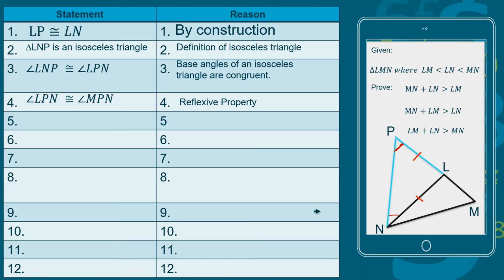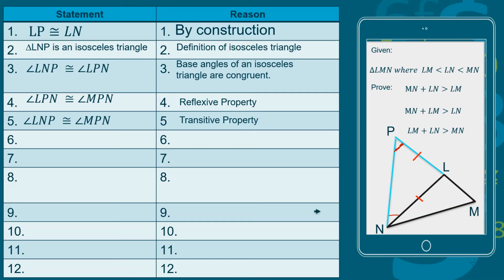Okay, for statement number 5, based on statement number 3 that angle LNP is congruent to angle LPN, and on statement number 4 that angle LPN is congruent to MPN, so what is your conclusion? Okay, correct. Angle LNP is now congruent to angle MPN, and that is by transitive property.